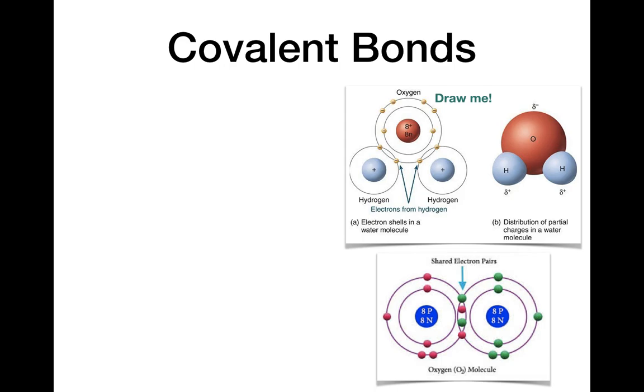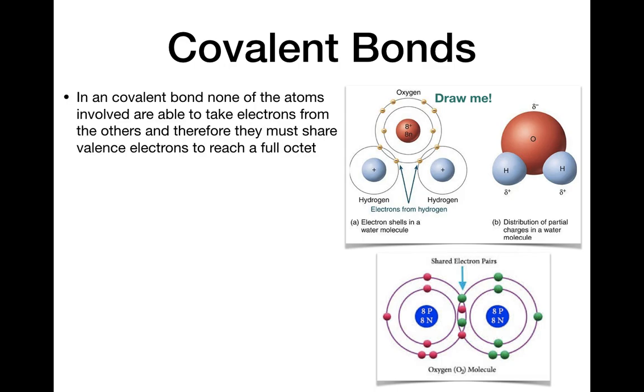So covalent bonds is the case where none of the atoms involved in that particular bond are actually able to take electrons. They're not able to pull electrons to a different atom, and therefore what happens is they end up sharing electrons. And of course, we're talking about valence electrons here, not any other electrons, and they will share to have a full octet. So here I have oxygen sharing with 2 hydrogens to make water.